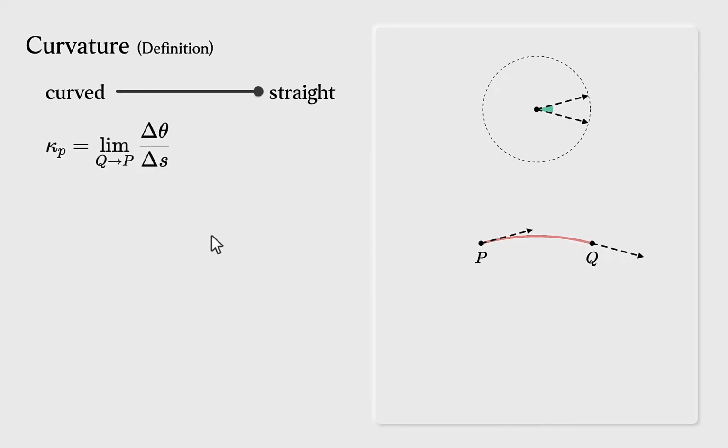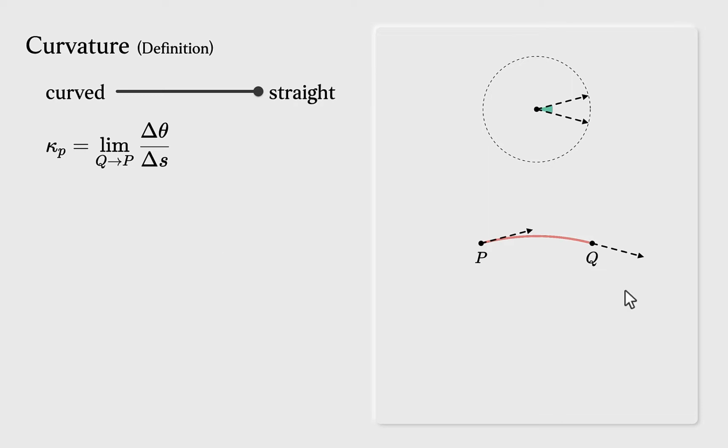So we define the curvature to be this limit, angle changed over distance walked. We are taking a limit because curvature is a local property. The curve can be more curved at a certain point and be more straight at another point.